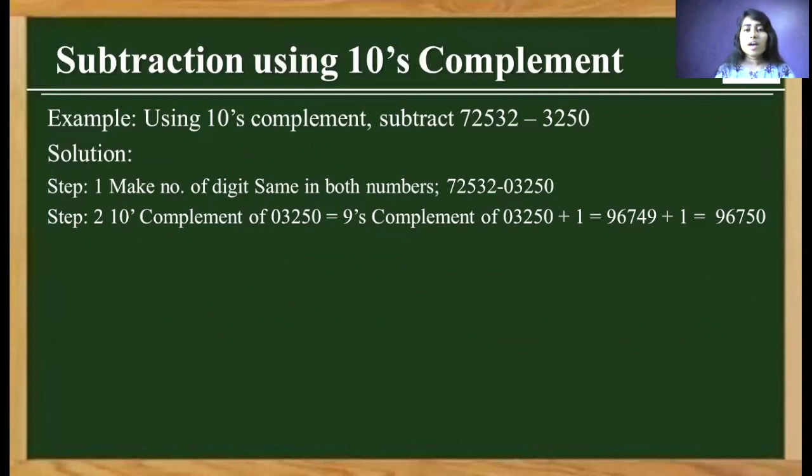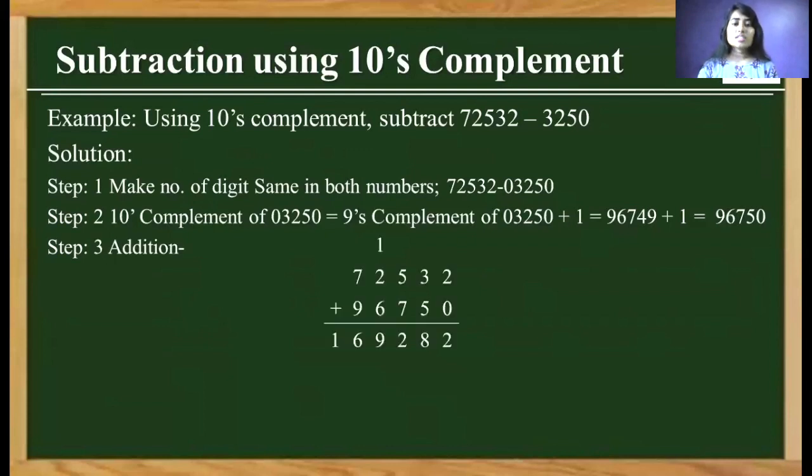So here we have an answer. Nines complement of 03250 is 96749. Now for tens complement, add 1. So we have 96750. After calculating this complement, perform addition.